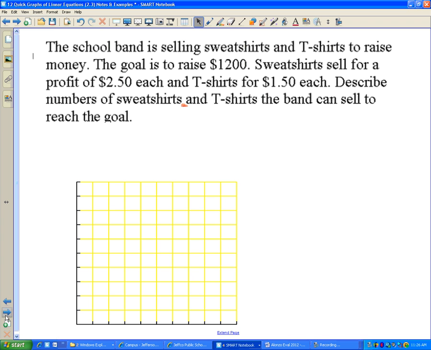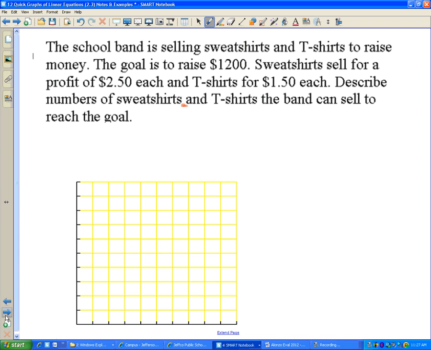The school band is selling sweatshirts and t-shirts to raise money. The goal is to raise $1,200. Sweatshirts sell for a profit of $2.50, and t-shirts sell for a profit of $1.50. Describe the number of sweatshirts and t-shirts the band can sell to reach their goal.